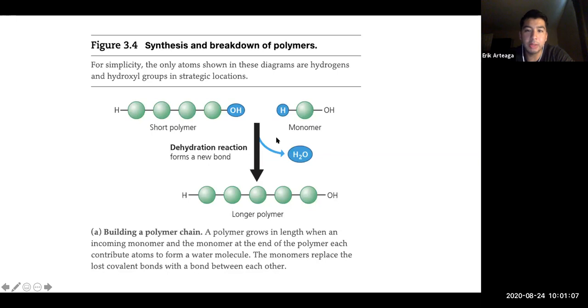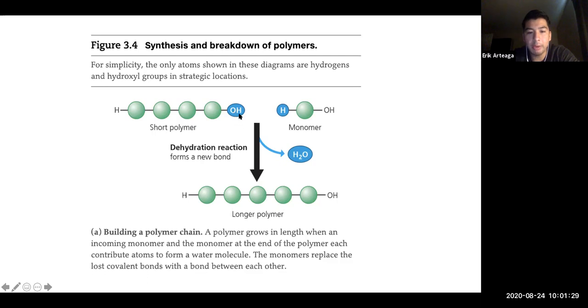All right, so synthesis and breakdown of polymers. For simplicity, the only atoms shown in these diagrams are hydrogens and hydroxyl groups in strategic locations, okay? So here we have multiple chains, this large chain of sugars. This is a dehydration synthesis reaction, right?